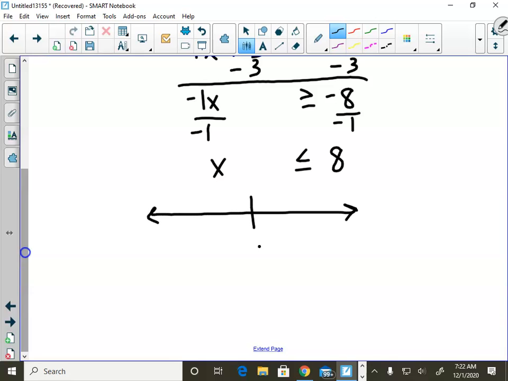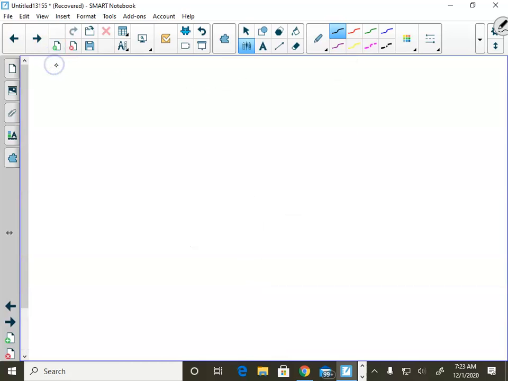Okay, so again, 8 is our target number. And x has to be less than or equal to 8. So 8, again, being our target number. Because we have the equal to component, that means that we're going to be filling in the 8, because x is allowed to be 8. And x has to be less than or equal to 8, so that means we're going to be shading in this direction. So this is what our inequality would look like. Okay, now keep that in mind. Just going to draw a quick little version of it over here.